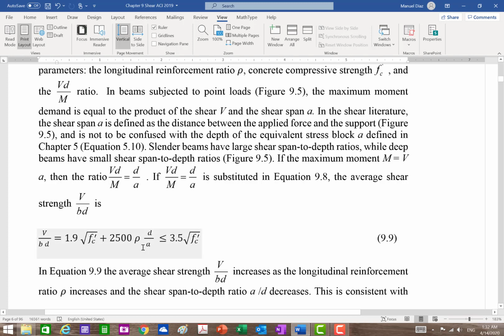But it will decrease with the a over d ratio, right? So as your a over d decreases, your V increases. As your rho increases, your V increases. So there is direct proportionality between V and the amount of steel, but there is an inverse proportionality between your shear and your shear span to depth ratio. Okay? And so that's what we knew there.